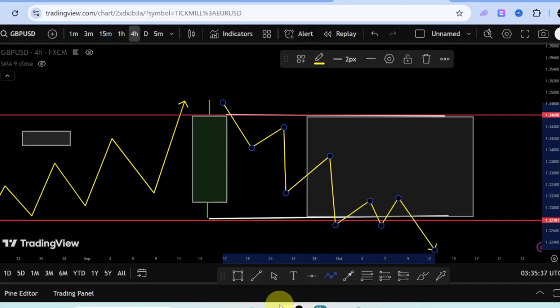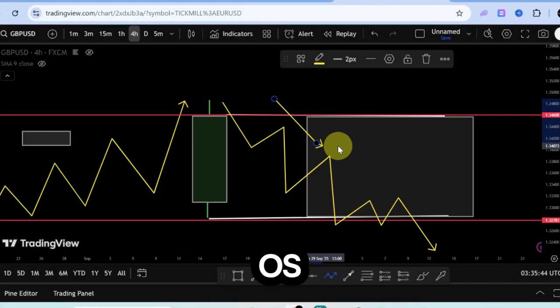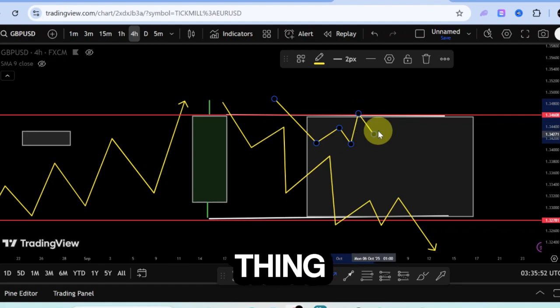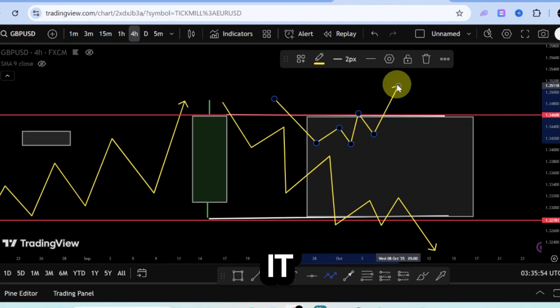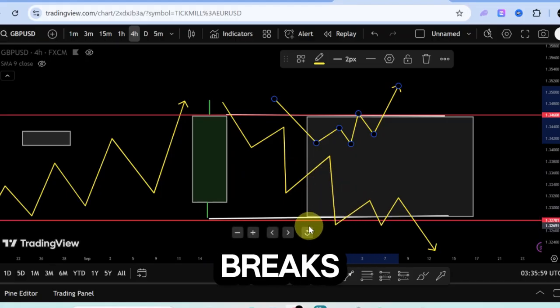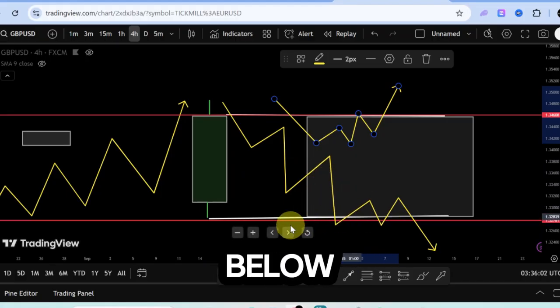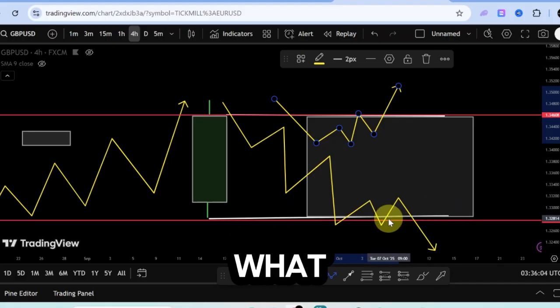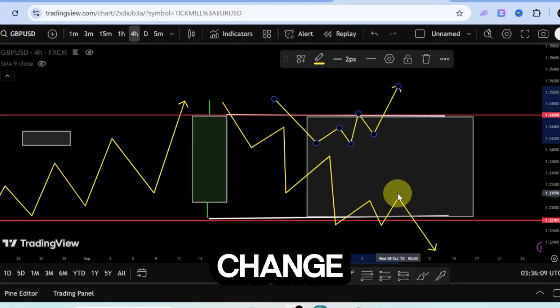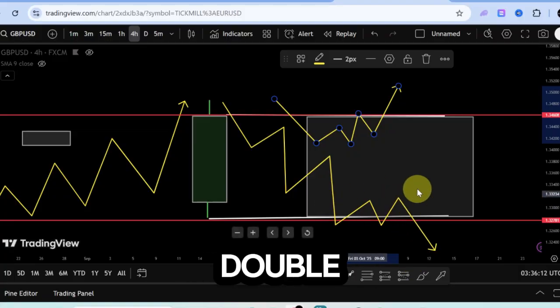You understand? Let me reiterate. If you see that it retraces back into the particular place, and there is a change of character trying to go up, all you need to do is simply buy. But once it retraces back and keeps going down, and finally breaks below this lower line that you marked, you should be looking for an opportunity to sell. Just look for either a change of character to the downside, or a double top.